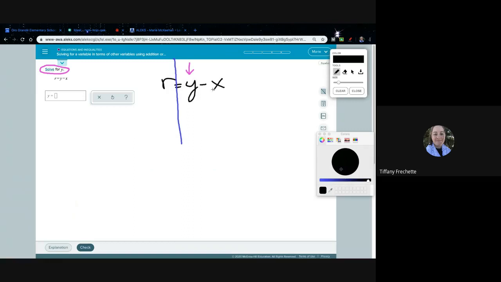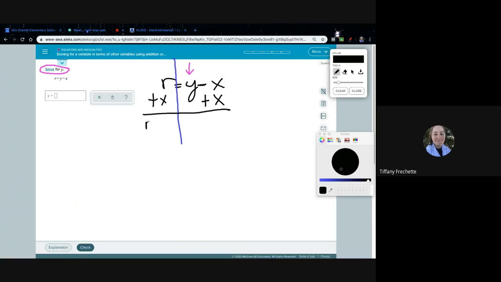All right, so in order to get y by itself, I have to undo whatever's being done to it. In this case, I'm subtracting x. So to undo subtraction, I'm going to add that same number. Even though x is a letter, a variable represents a number. We just don't know what the number is yet. So if I add x to the right side, I have to add x to the left side.